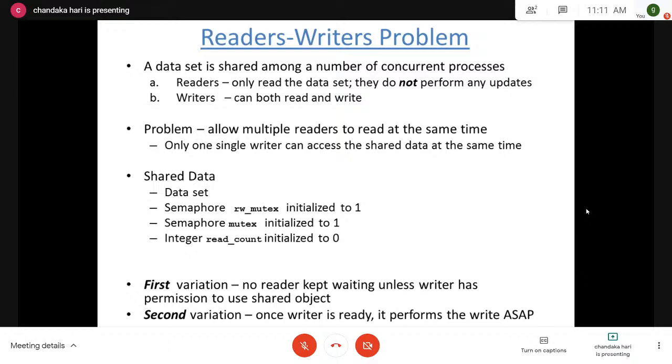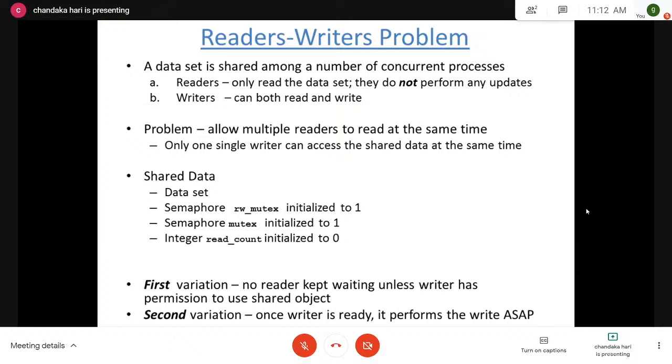Okay, now readers only read the data set. Reader in the sense he is eligible for making only read operations. He does not perform any update operations at all. This guy is a reader. In case any process is said to be a reader, that implies that process is only eligible for reading the contents, and is not allowed to update anything. Writer in the sense, in case any process is said to be a writer, he is eligible for both read and write.